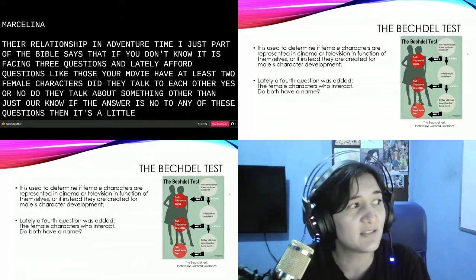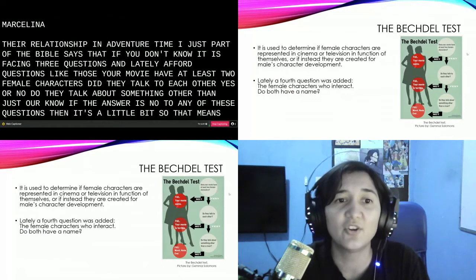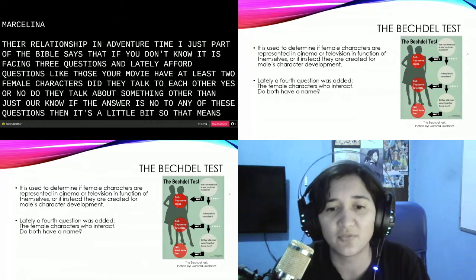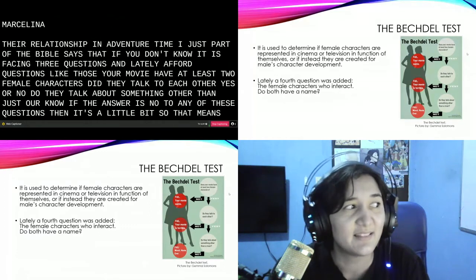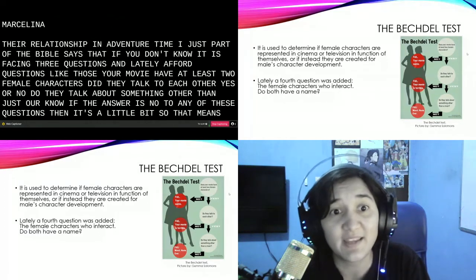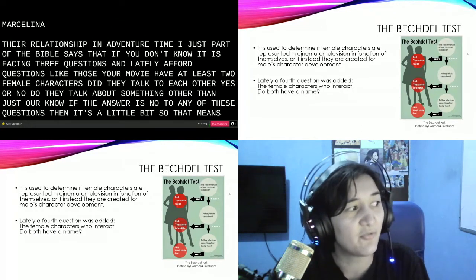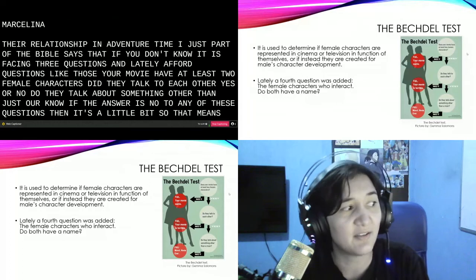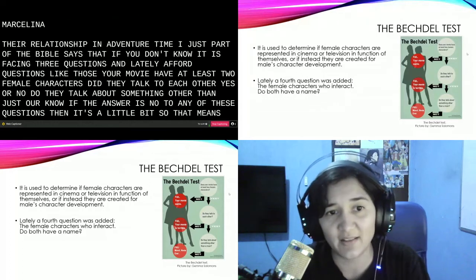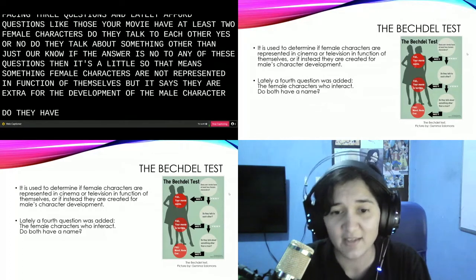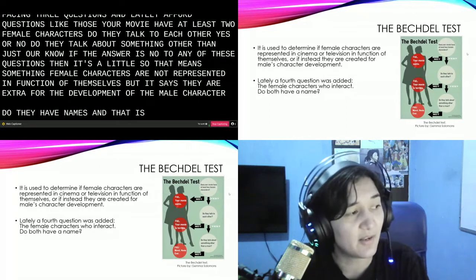So that means that the female characters are not represented in function of themselves, but instead they are something extra for the development of the male character. The fourth question that was added was: the female characters who interact, do they have names? And that is a really important part.